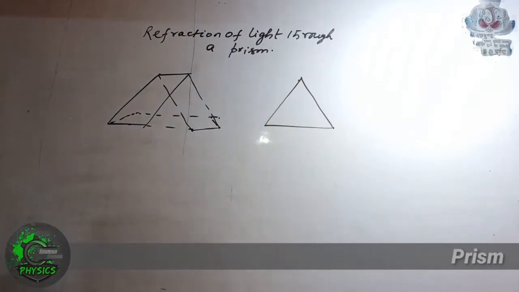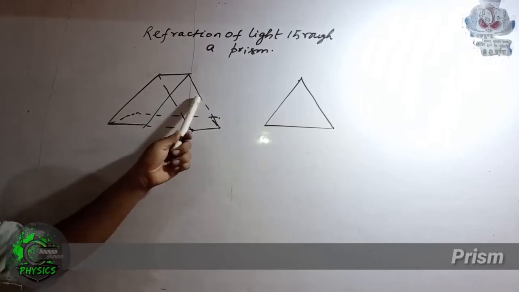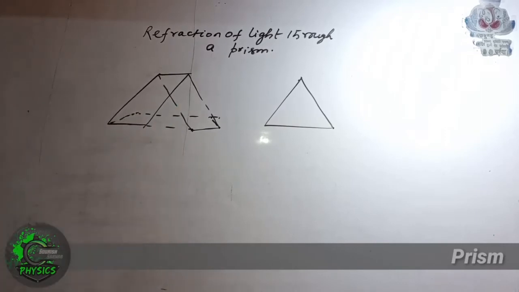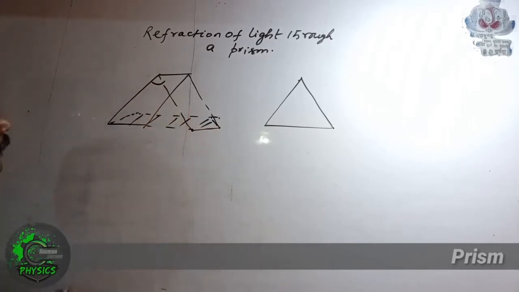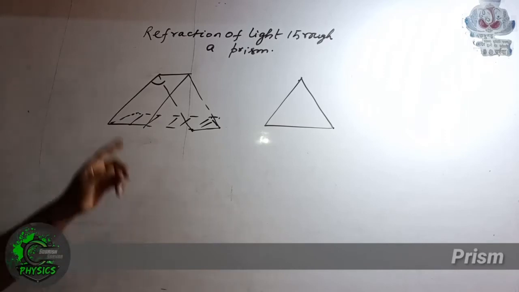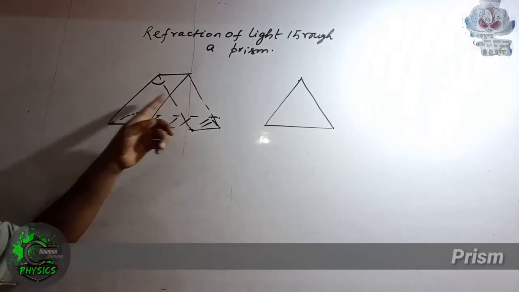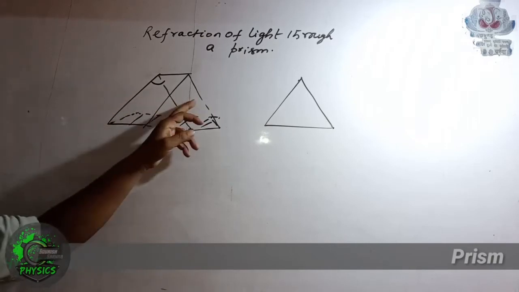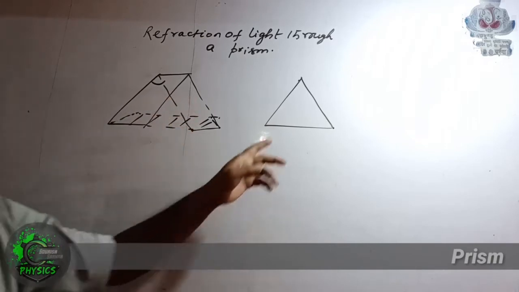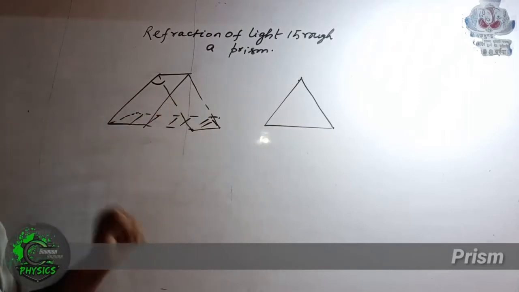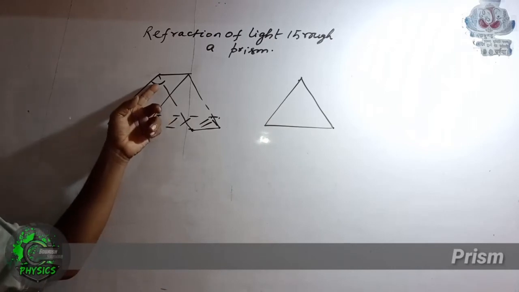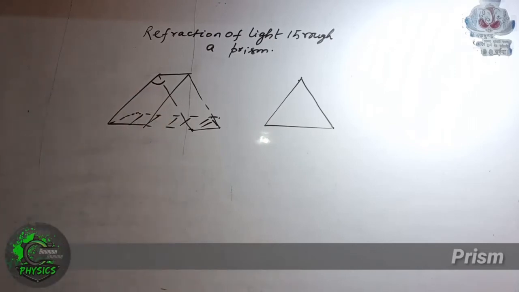This face and this face are the two refracting surfaces of the prism. This is the base of the prism, and this angle is known as the refracting angle of the prism. So these are different parts of the prism. In a prism, there are three rectangular or square surfaces, two equilateral triangles, and these two refracting surfaces. This is the base of the prism and this is the refracting angle of the prism.